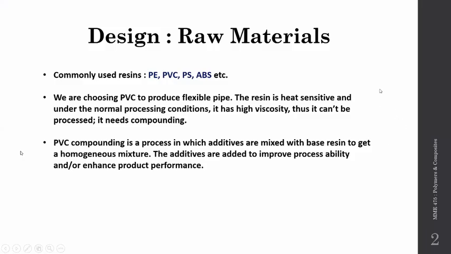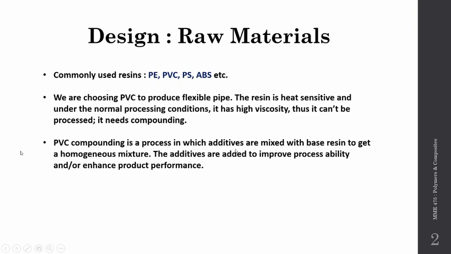The resins that are commonly used for pipe production are polyethylene, polyvinyl chloride, polystyrene, etc. Among these options, we are choosing PVC. It's a heat sensitive resin and possesses high viscosity under normal processing conditions. Thus, it cannot be processed. It needs to be compounded.